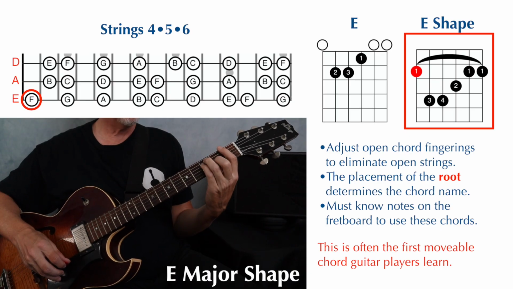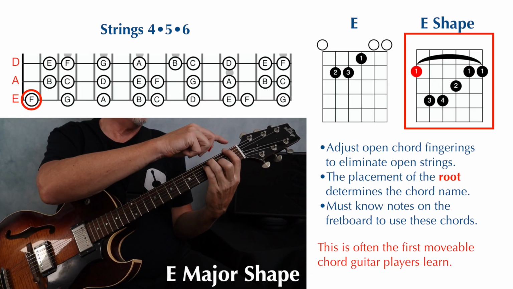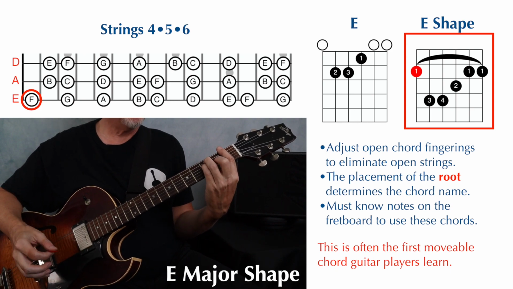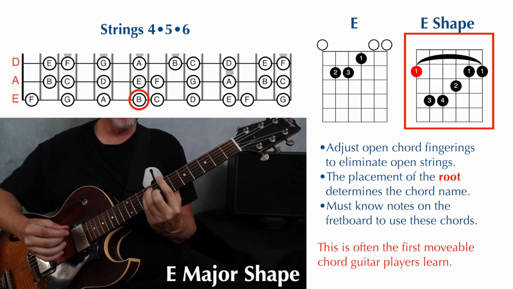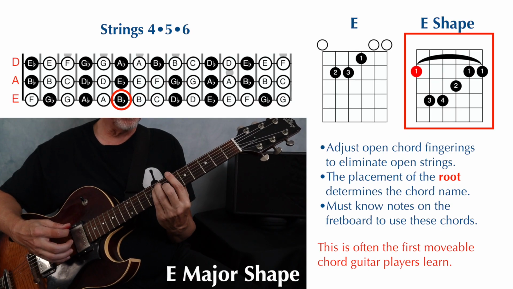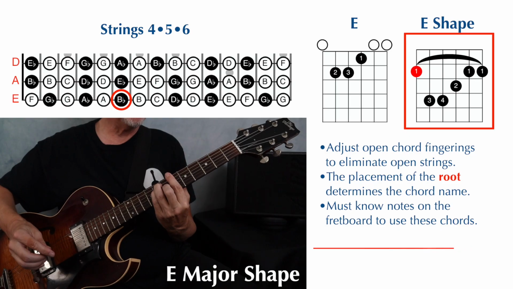F major, because it's a major shape, our root is on this low F on the first fret of the 6th string, but we can move that around. We can move it up to the 7th fret. Now it's a B major. Down 1 fret, it's a B flat major.